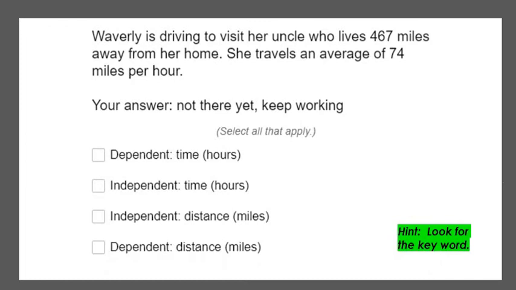Wesley is driving to visit her uncle who lives 467 miles away from her home. She travels an average of 74 miles per hour. So I want you to come up with the dependent and independent. And hint, look for the keyword. Put me on pause when you come up with your answer.